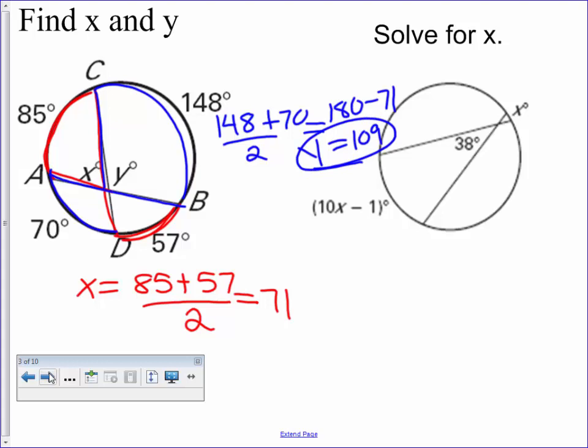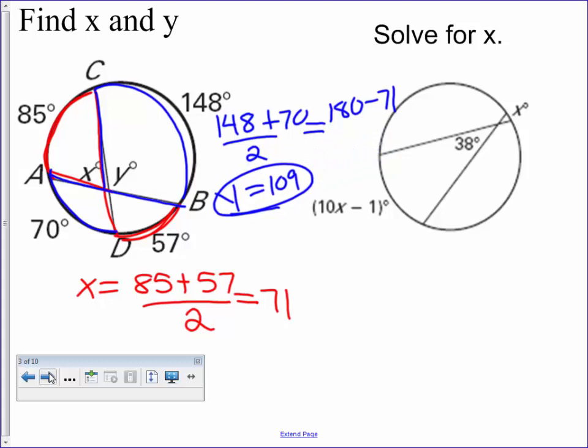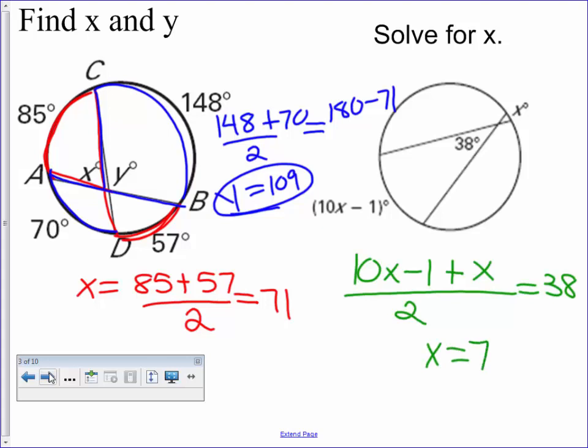All right, take a second and look at the next picture. Let me move this out of your way, and see if you can figure out what the formula is going to look like and set it up. All right, this is how mine looks. 10x minus 1 plus x divided by 2 is equal to 38. Combine your like terms, solve it out, make sure you multiply both sides by 2 first, and we get that x equals 7.